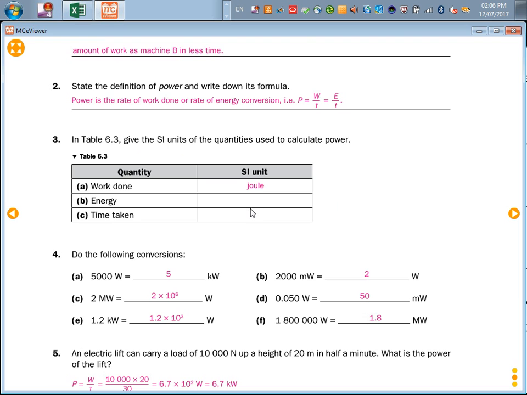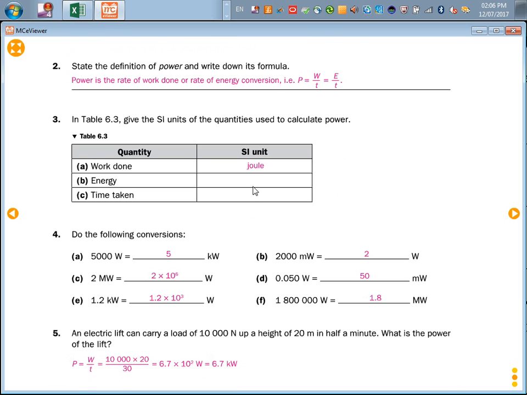Okay, SI unit for energy is also in joules. SI unit for time is in seconds. So for B, joule, for C, seconds. What is the symbol for SI unit for joule? Capital J. Okay, you must know the difference between SI unit and symbol. So what is the symbol for the SI unit for time? S. Okay, the symbol is s and the SI unit is second.